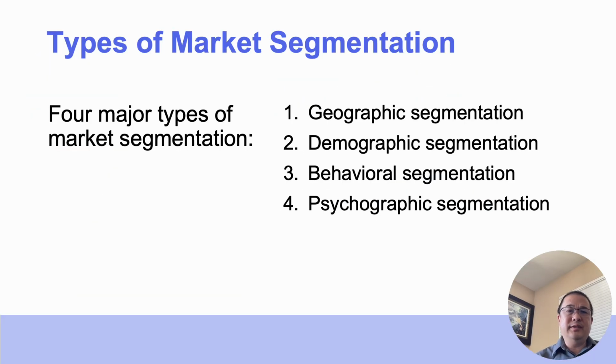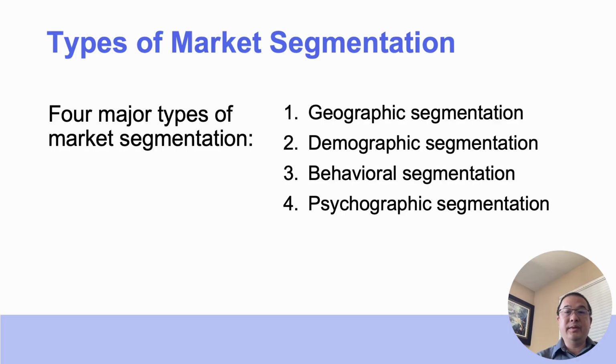There are four major types of market segmentation that companies use to divide consumers into groups. Number one, geographic segmentation. This is where the customers live. This divides the market based on location. This may include the state, city, region, or climate of the customer. Number two, demographic segmentation. Who the customers are. This divides customers based on measurable personal characteristics. The common variables are age, income, education, occupation, family size, and marital status.